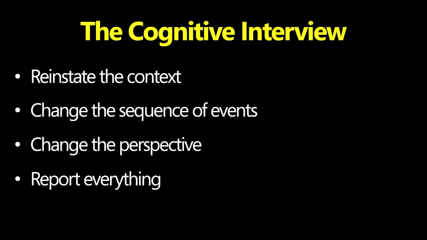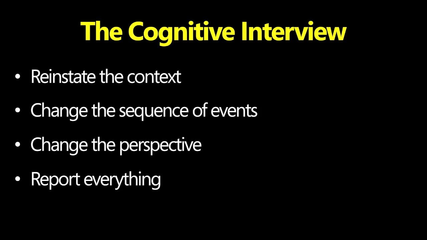The really important four things that you need to know are: reinstate the context, change the sequence of events, change the perspective, and report everything. Quickly elaborating, reinstate the context. The witness needs to be returned in their mind to the situation, original mood, environment. So they have to think back and it will increase their recall if they have cues.